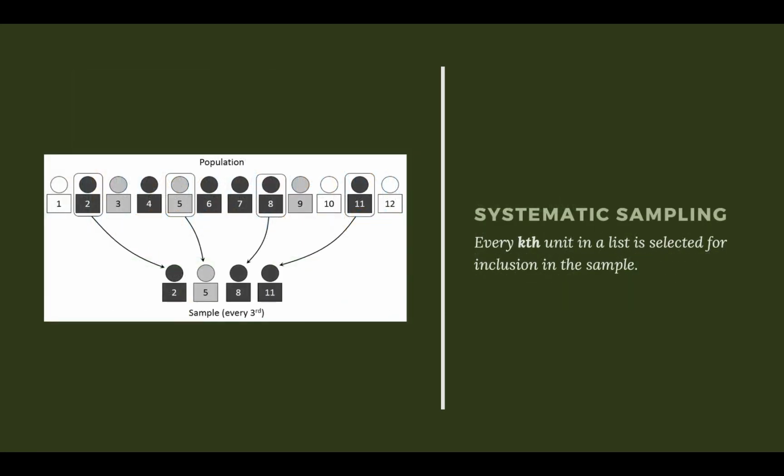Systematic sampling is just a sample where every kth unit in a list is included in the sample. So here we have an example where you have a list of people, 1 through 12. They're already randomly sorted, and then you say, I'm going to select the second person, and then every kth person after that will be selected for that sample. So K in this instance would be 3. So every third person after that first selection will be included in the sample.